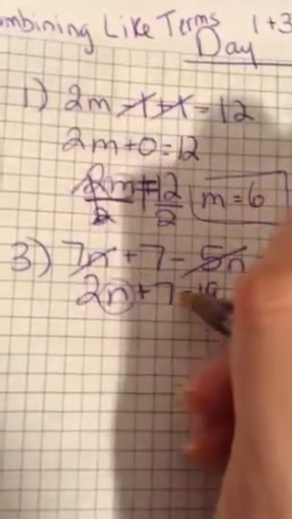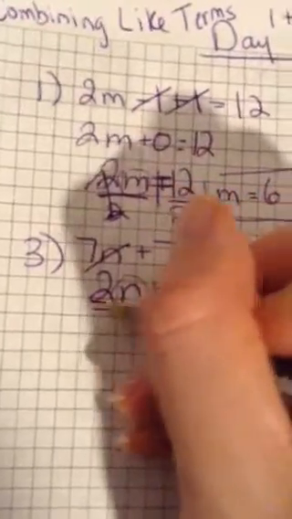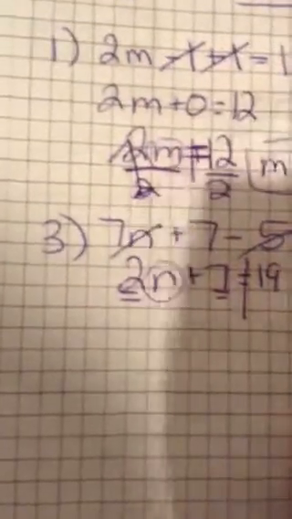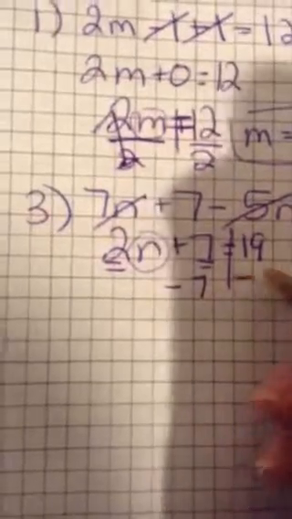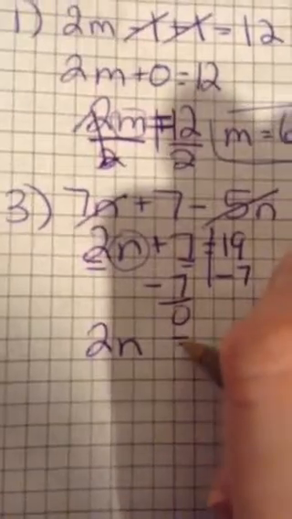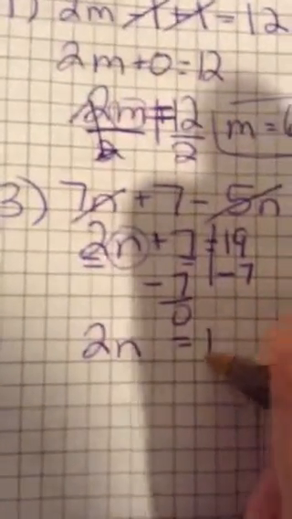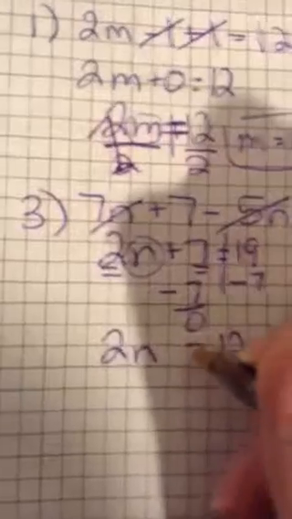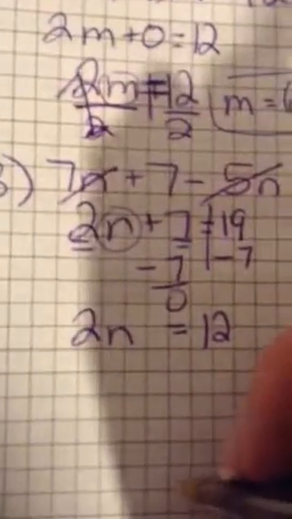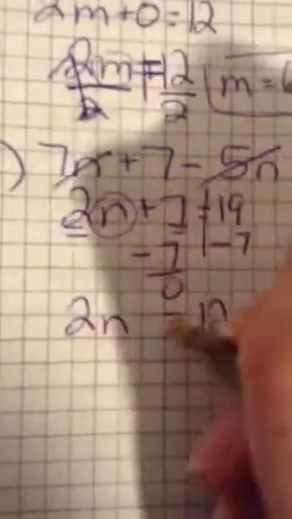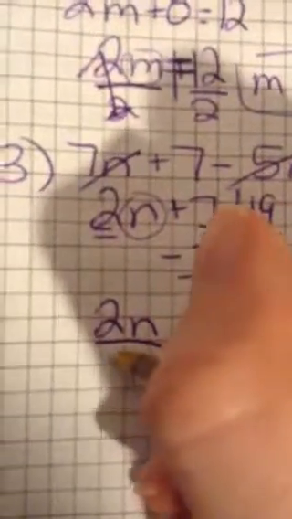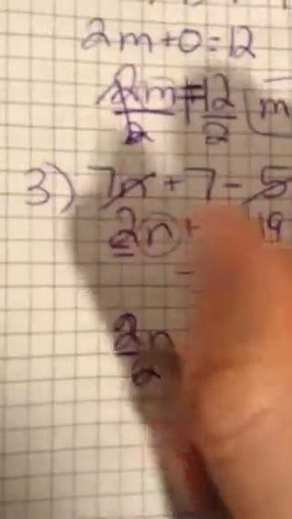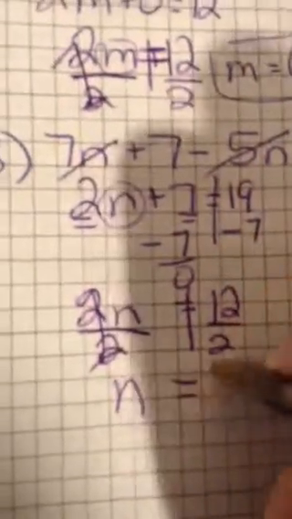I want to isolate my variable, which means I want the numbers that are with it to go to the other side of the equation. I can only do that by performing the inverse operation. So I'm going to subtract 7 from both sides. I get 2n equals 19 minus 7, which is 12. 2 n's equal 12. So if 2 n's equal 12, I'm going to divide by 2 on both sides, and now I know that 1 n equals 6.